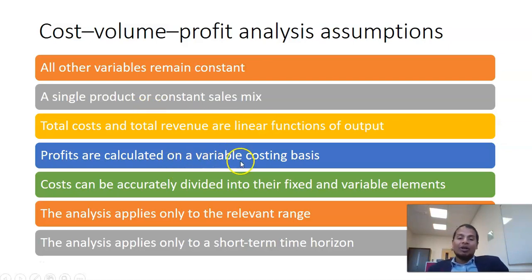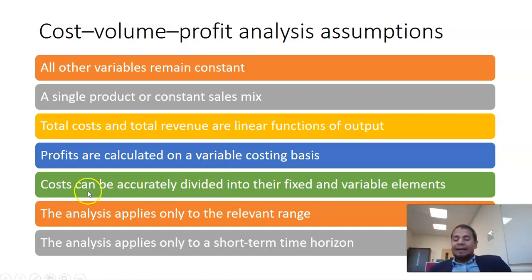Profit is calculated on a variable costing basis. Okay, so profit is calculated based on variable costing basis. I think variable costing and absorption costing we have already discussed. So you know what is variable costing. That means only variable cost is considered as the cost of goods sold.